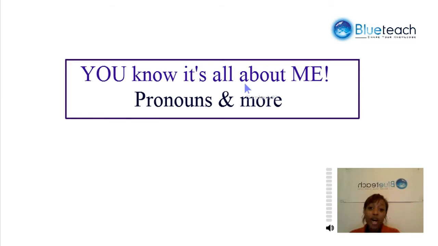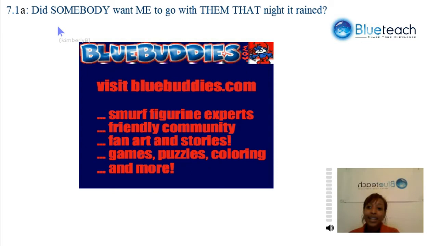You know it's all about me. That's right, it is all about me. In this chapter, we'll be learning about pronouns and lots more. Let's have a look at our first topic. Did somebody want me to go with them that night it rained? I heart me, because I and me are two of the most important pronouns that we'll learn.